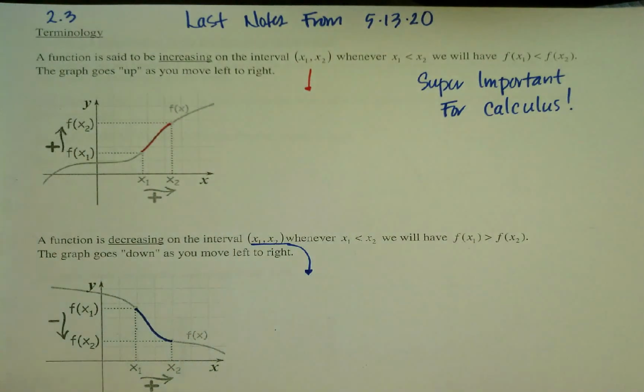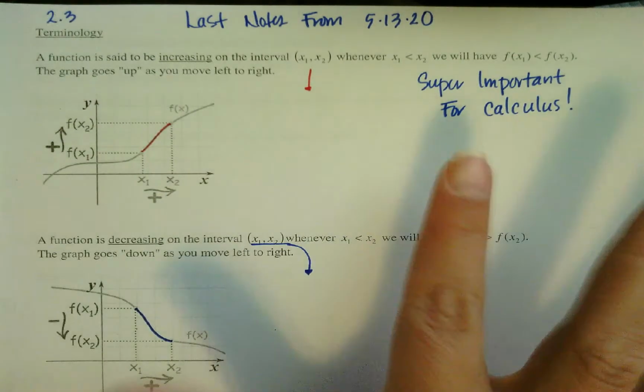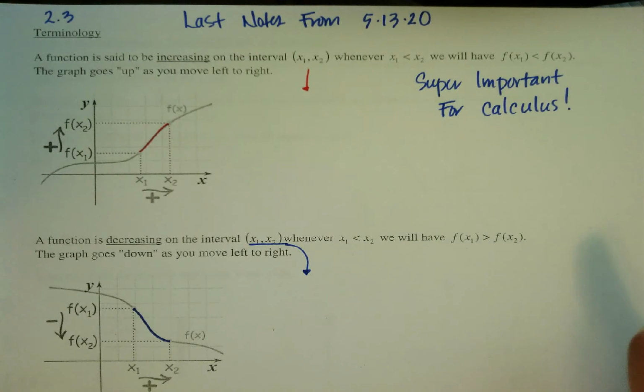So this is 2.3. These are the last notes that we should have finished, 5, 13, 20. This increasing and decreasing stuff is super important in calculus. I just want to introduce it to you, make sure you can read it on graphs. You'll talk about it more in calc.